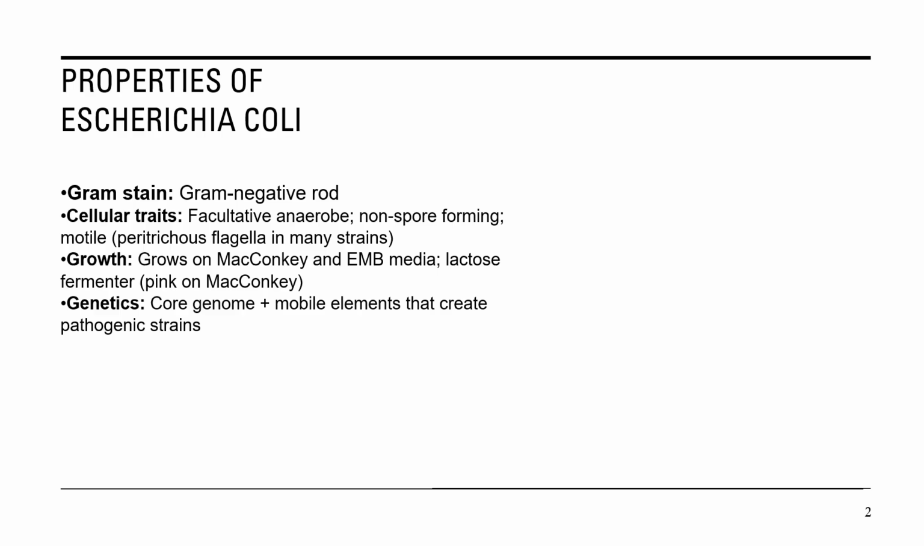E. coli is a gram-negative, facultative anaerobe, and many strains are motile and lactose fermenters on selective media, which makes them straightforward to identify in the lab. Remember that pathogenic behavior is not inherent to every E. coli. Disease comes from a few added genes carried on mobile elements that change how certain strains interact with their host.